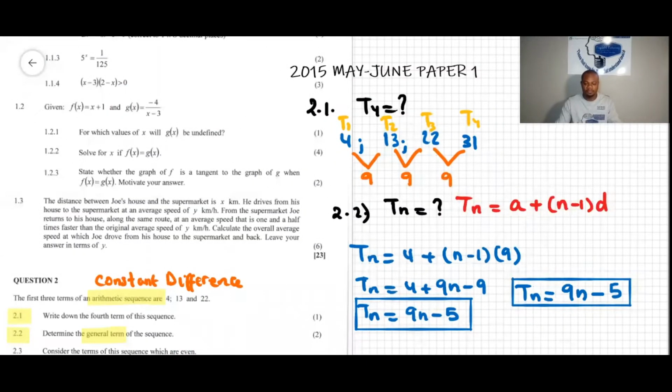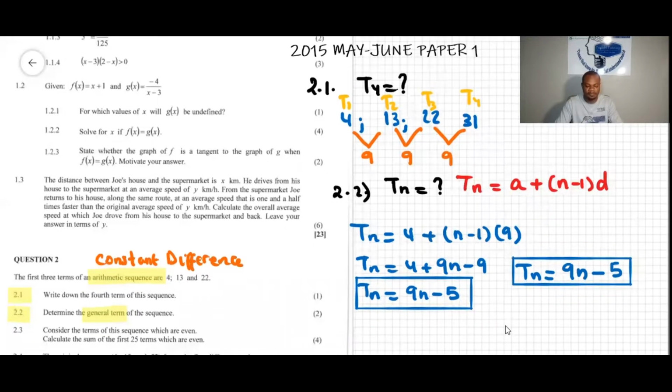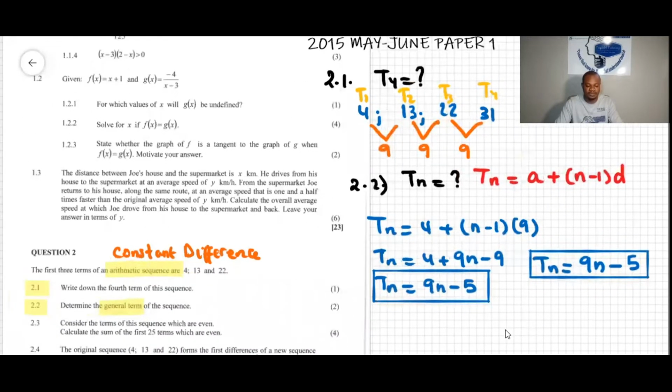Well, in the previous video, we solved question 2, which says: determine the arithmetic sequence whose first three terms are given by 4, 13, 20, and 22. We worked out question 2.1 and question 2.2. Now we're going to do question 2.3. Okay, let's see question 2.3.